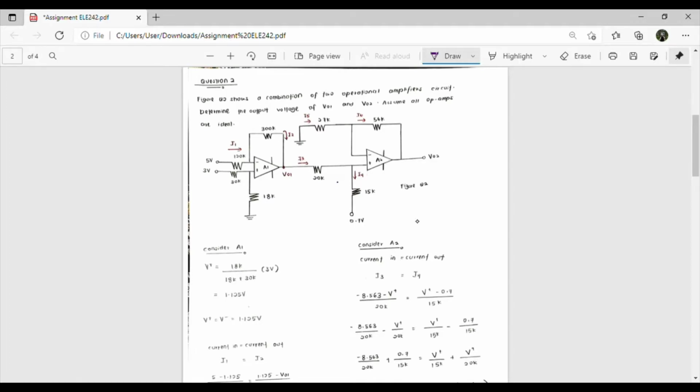Here I apply VDR, which is V plus: 18K divided by 18K plus 30K, multiplied with 3 volts. Then I get 1.125 volts. So we know that V plus is equal to V minus, so it is equal to 1.125 volt. At this node, we get 1.125 volt. After that, I apply current in equal to current out to know the value of V01.